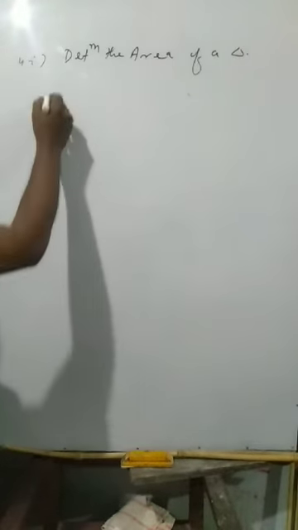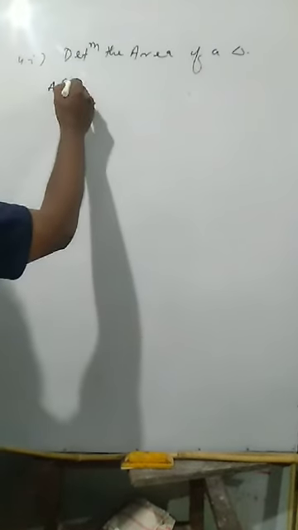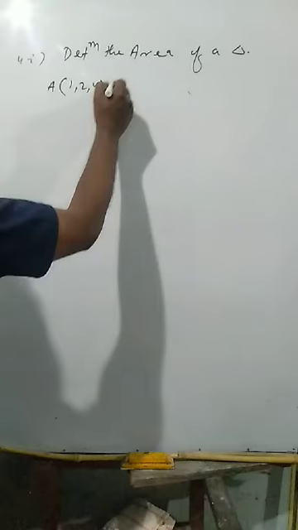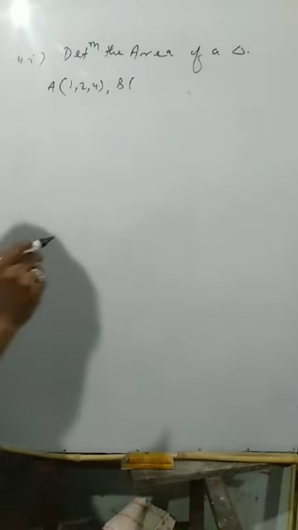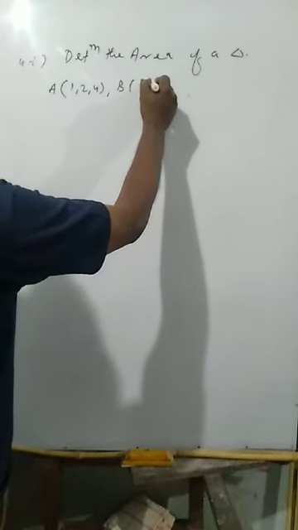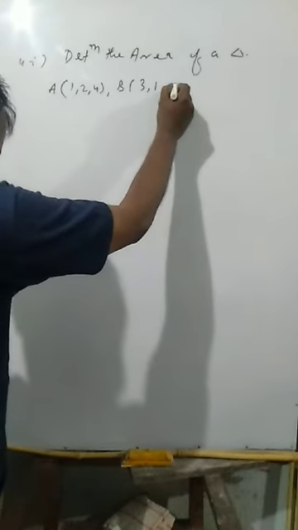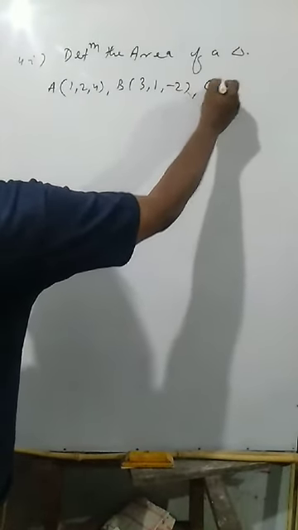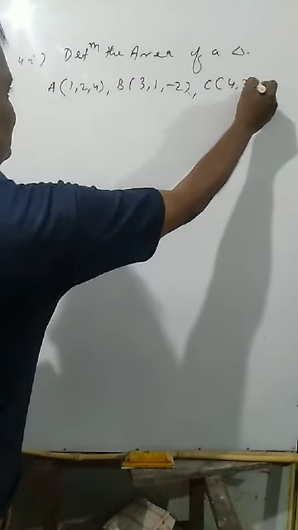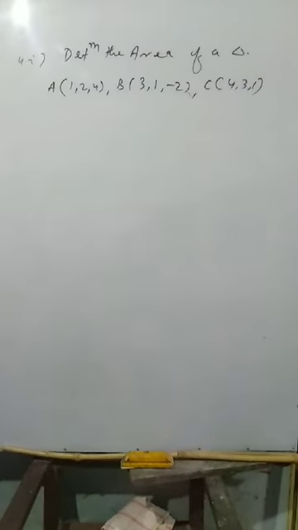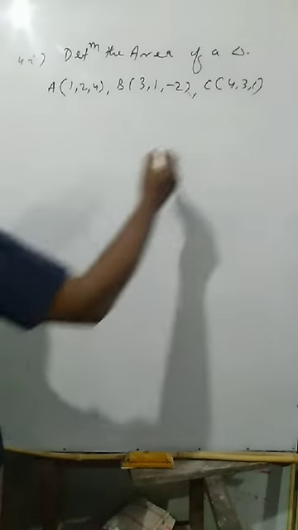ABC in which A equals (1, 2, 4), B equals (3, 1, -2), and C equals (4, 3, 1). These are the coordinates of the three vertices of the triangle ABC. We have to find the area.